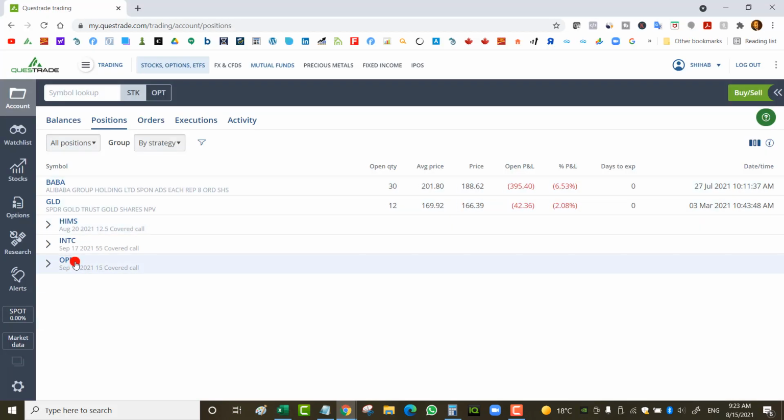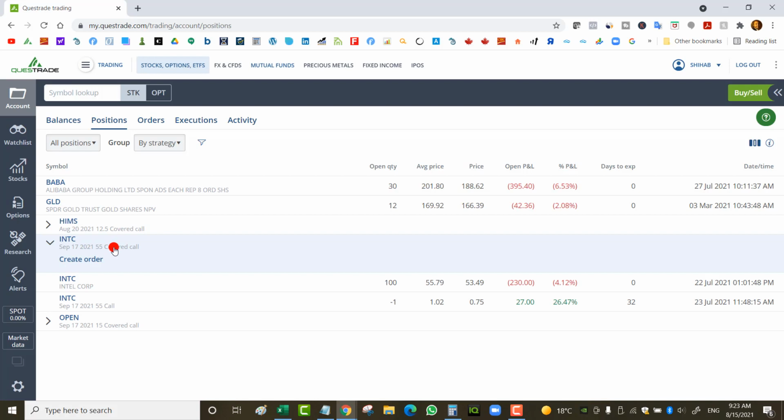So for Intel, this is a good trade. It's profitable, not amazing, but Intel is usually flat. I don't mind holding Intel, it pays a small dividend as well. But that's the idea, doing covered calls on Intel as much as I can.